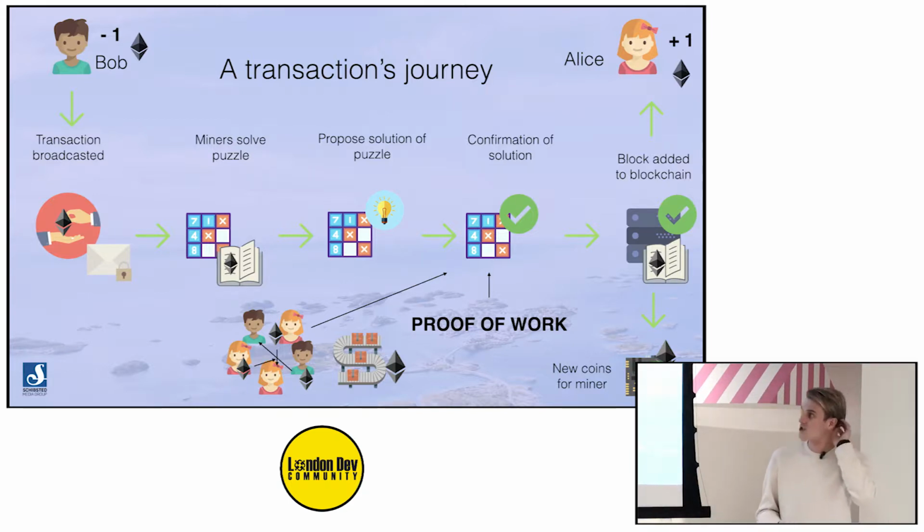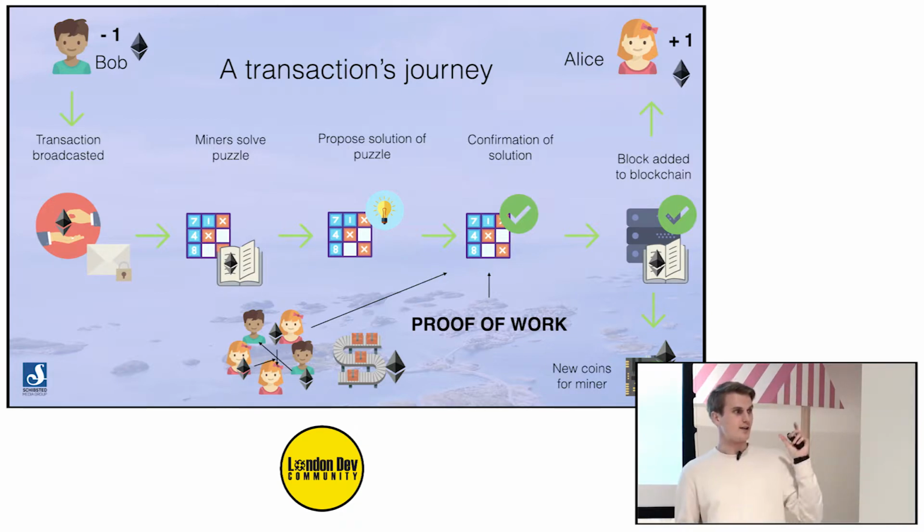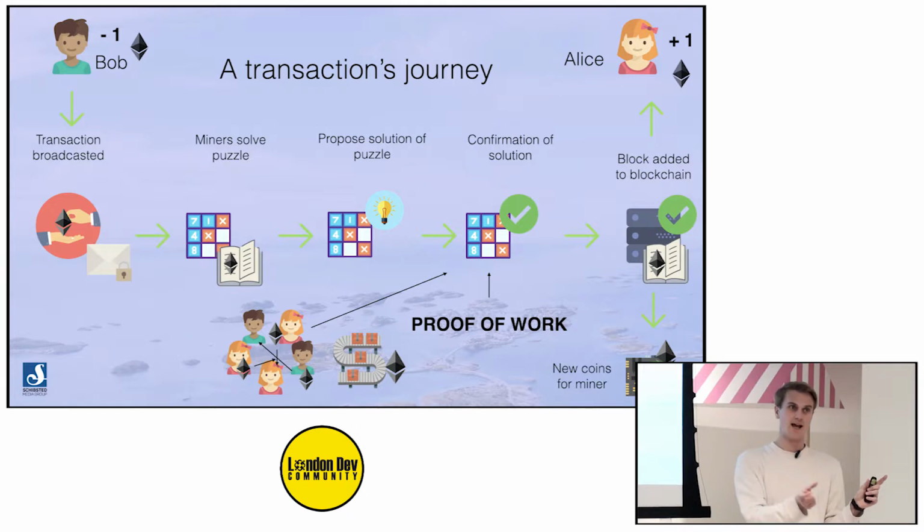And what actually happens here is that the miners, they take the previous block of transactions, the hash of that thing, they add transactions, which comes from Bob and a lot of other people, and they hash all that together.